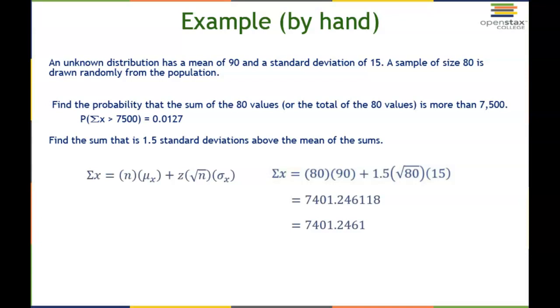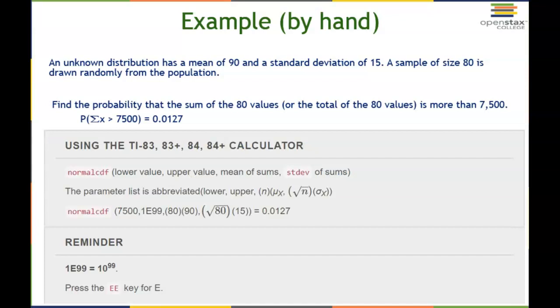I know that's a little bit of work, and it is possible to do it on the TI-84. I'm not going to make a separate video on how to do it, but I will show you how to do it just in text. You would use the normal CDF with your lower value and your upper value, the mean of the sums, and your standard deviation of your sums. So plugging this in to normal CDF, our lower boundary is 7,500 because we want to know the probability that is more than 7,500. Our upper boundary will be our really, really big value of 10 to the 99. So in scientific notation, we would use 1E99.